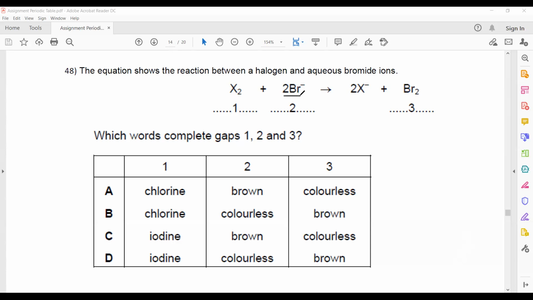And what is the appearance of chloride, bromide, iodide? These ions in aqueous solution are colorless. So the first one is chlorine. This is colorless, and bromine is brown. Or if it is formed in aqueous solution, then it will be orange.